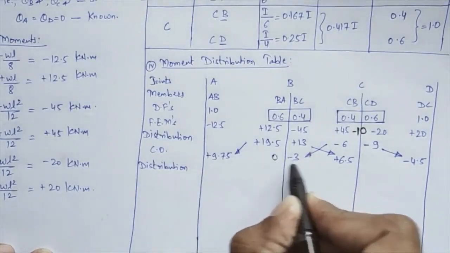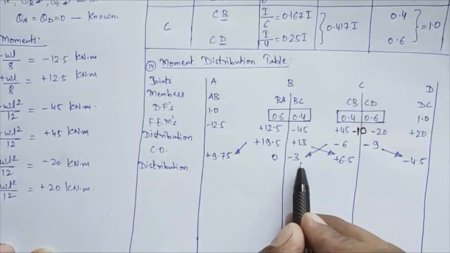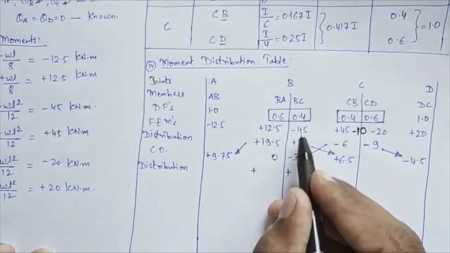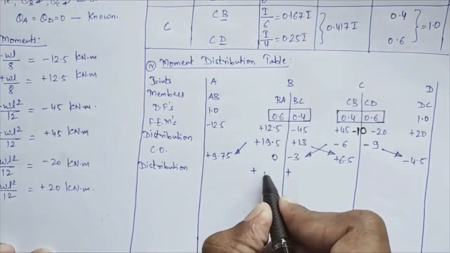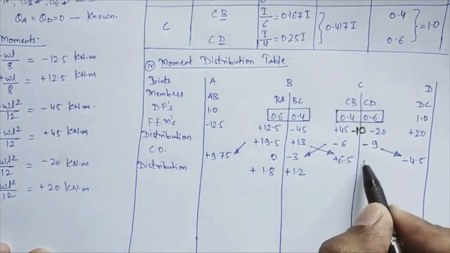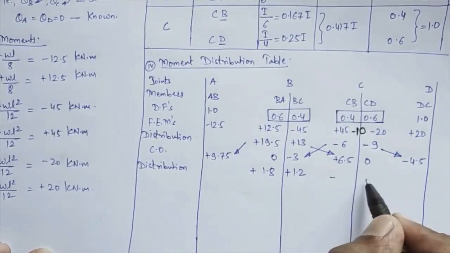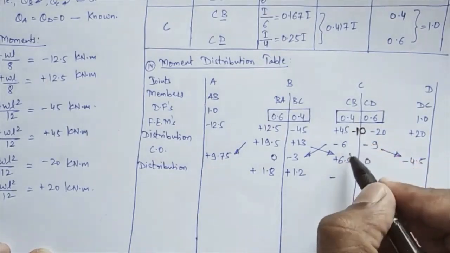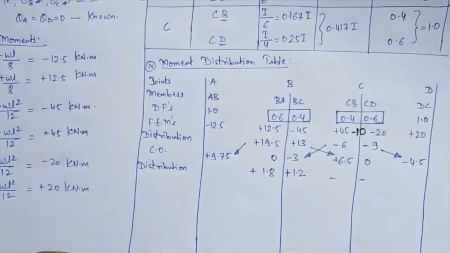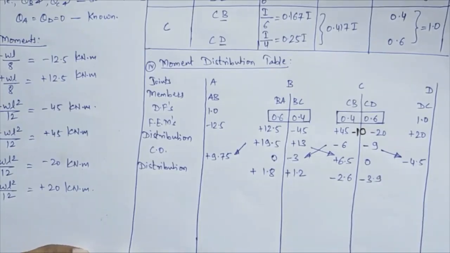Here you are having 0, so 0 minus 3 will be minus 3. Minus 3 into 0.6 and minus 3 into 0.4, a negative factor, so the distribution will be positive in nature, so 3 into 0.6 and 3 into 0.4 will come 1.8 and 1.2, right? Same way, distribution of 6.5, and here you are having 0, so this will be plus 6.5. Distribution will now be negative, so 6.5 into 0.4 and 6.5 into 0.6, you will get those values equal to minus 2.6 and minus 3.9.